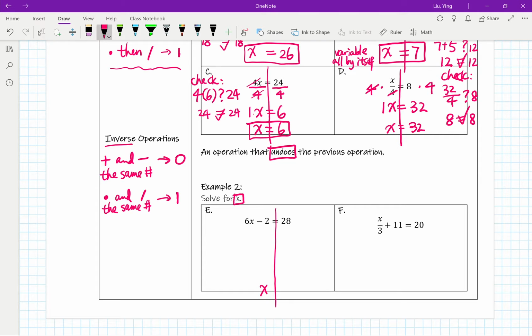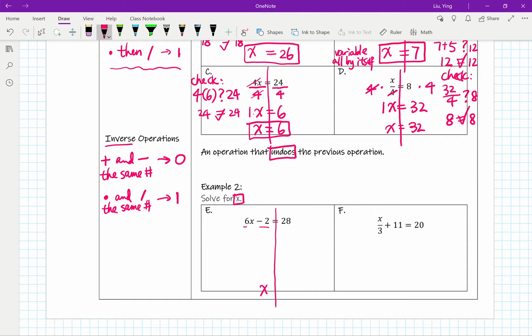Okay. So now let's look at an example here. 6x minus 2 equals 28. So the goal is to get x by itself, right? But you can see that there are two things on the same side as x right now. So we don't want that. We want to undo these things to get just x. But because there are two numbers, we need to think about which one we do first.